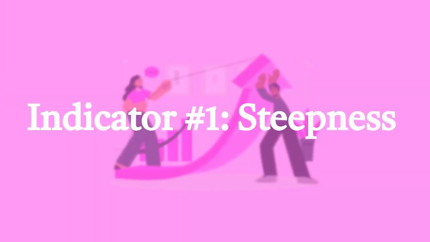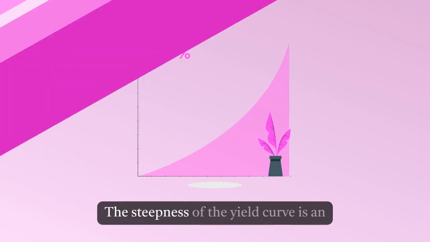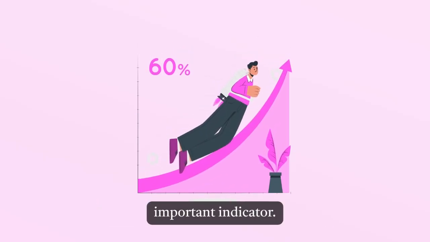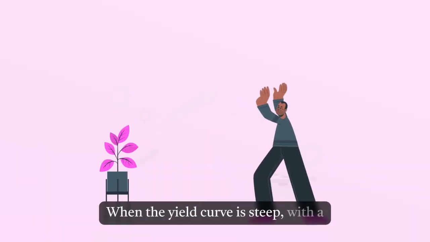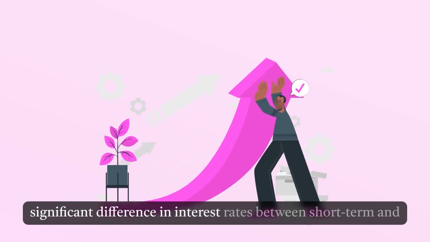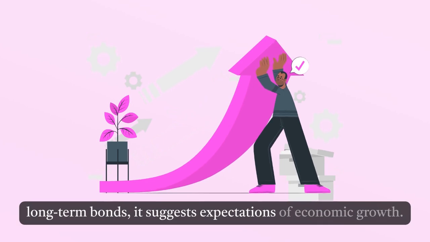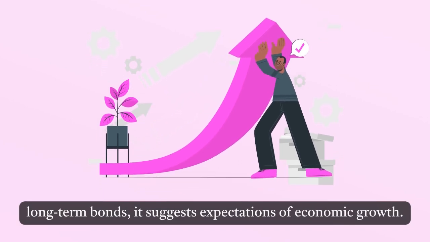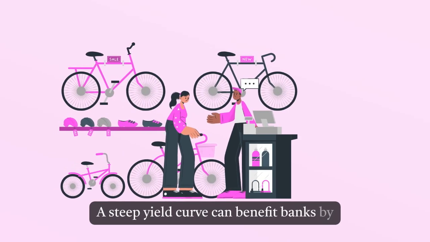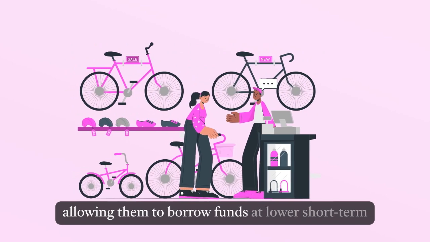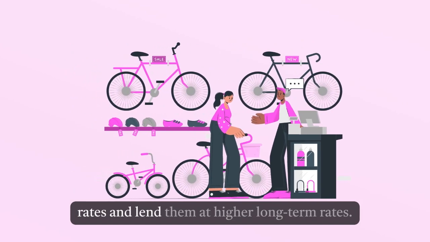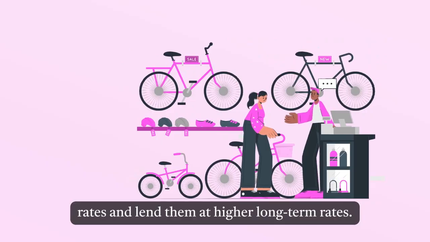Indicator number 1, steepness. The steepness of the yield curve is an important indicator. When the yield curve is steep, with a significant difference in interest rates between short-term and long-term bonds, it suggests expectations of economic growth. A steep yield curve can benefit banks by allowing them to borrow funds at lower short-term rates and lend them at higher long-term rates.